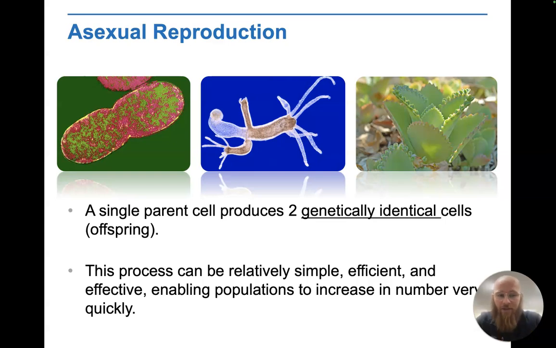So the main thing to keep in mind here is that this process is going to be simple, efficient, effective. It enables populations to increase very quickly because all it requires is the cell itself. And from that one cell, we can just simply divide, make identical copies.